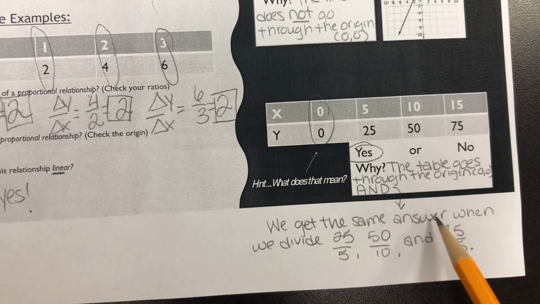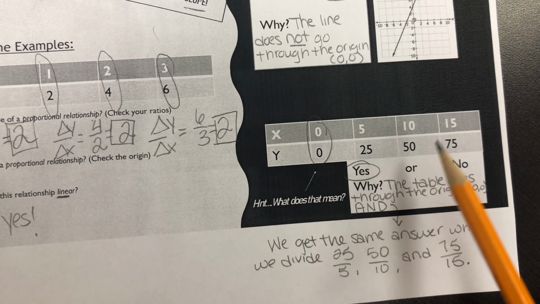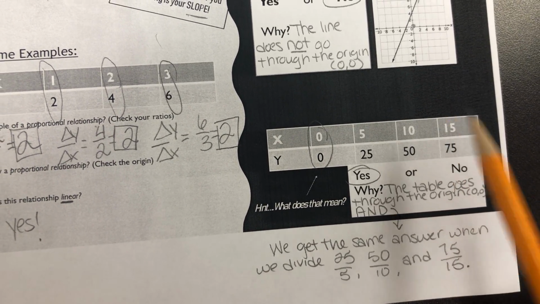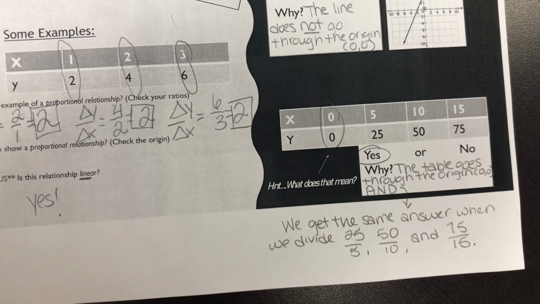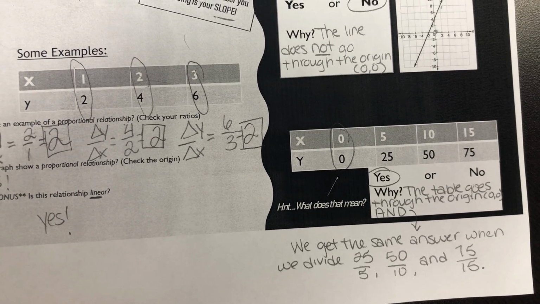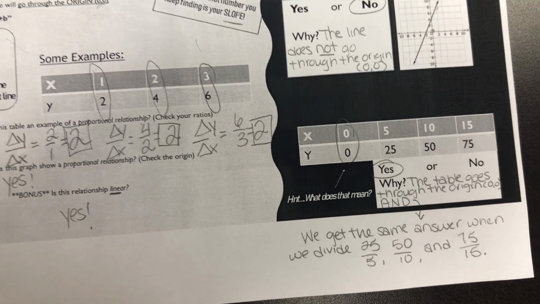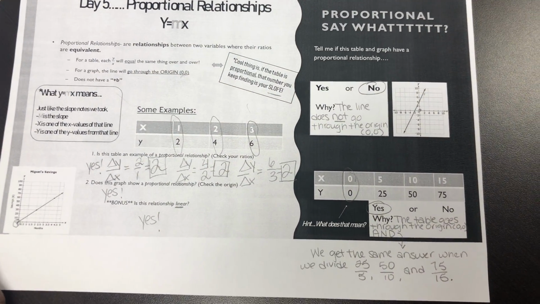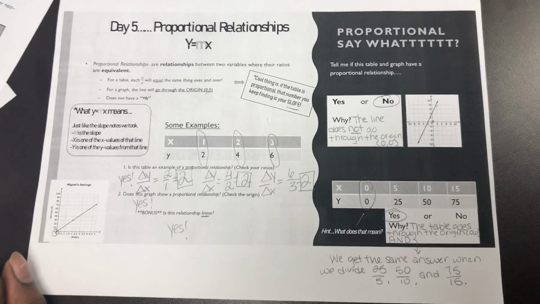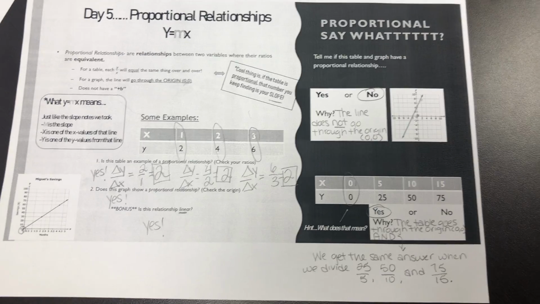We get the same answer when we divide 25 over 5, 50 over 10, and 75 over 15. Okay, all those will wind up giving us the same answer of 5. All right, so take this, put it in hamburger style. Make sure this is, I think, page 36 of your notes, and call it proportional relationships. Make sure it's glued in.